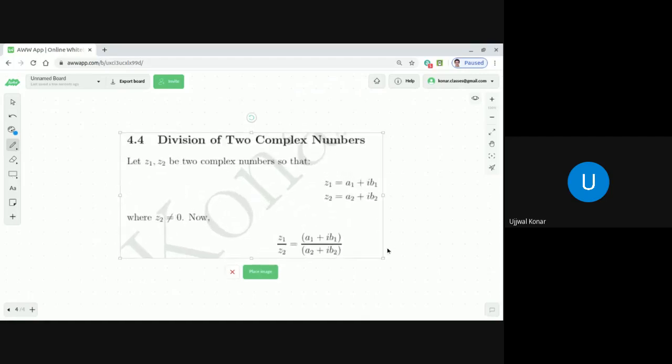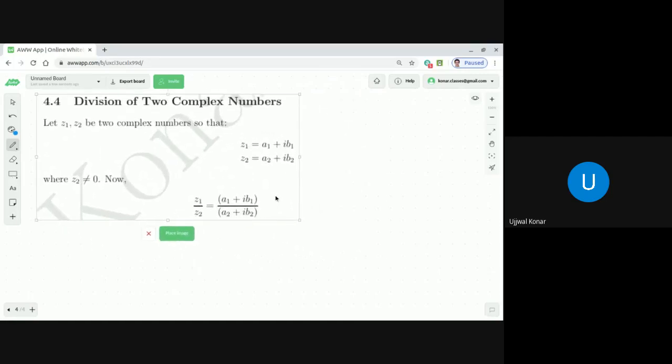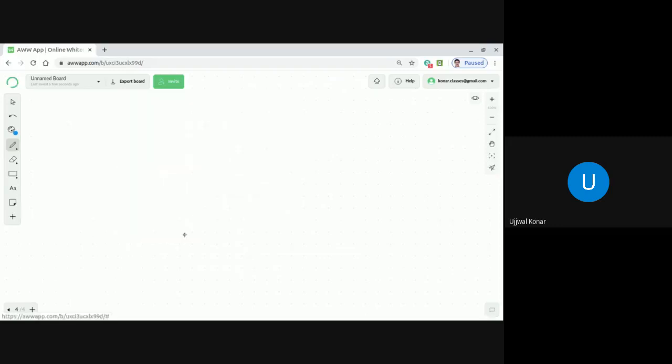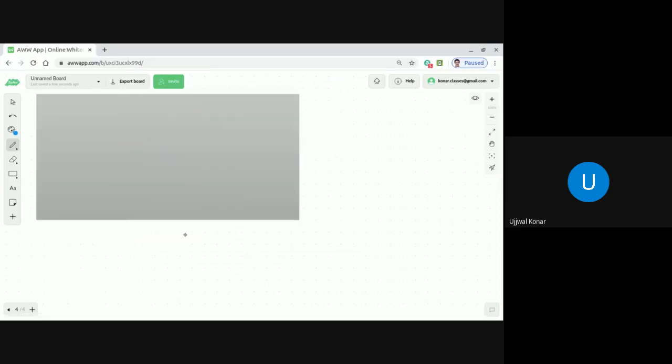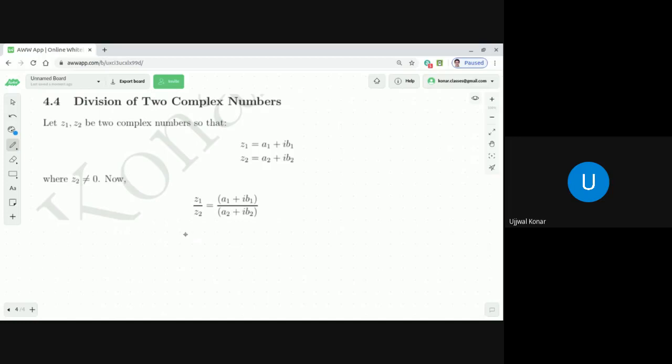For example, dear students, if you see that z1 and z2 are two complex numbers, so that z1 is equal to a1 plus ib1 and z2 equal to a2 plus ib2. And we know that whenever we perform a division, the denominator should not be equal to 0. So z2 should not be equal to 0. Then how are we going to perform z1 by z2?